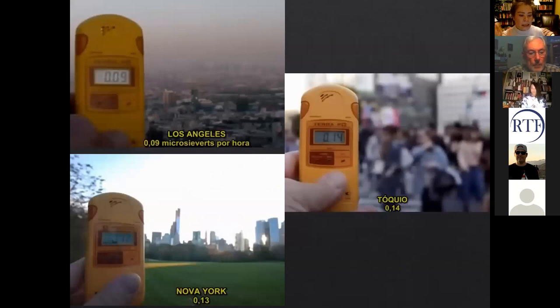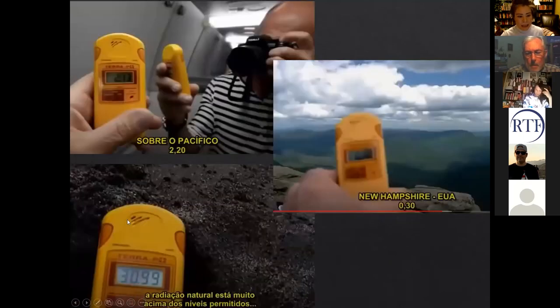This is something that was taken from Pandora's Promise, where they took a Geiger meter and measured the radiation levels throughout the world, because a lot of people might not know this, but we have a natural background of radiation. So in Los Angeles, it was measured to be 0.09. In New York, it was measured to be 0.12. Tokyo, 0.14. So these are all cities.